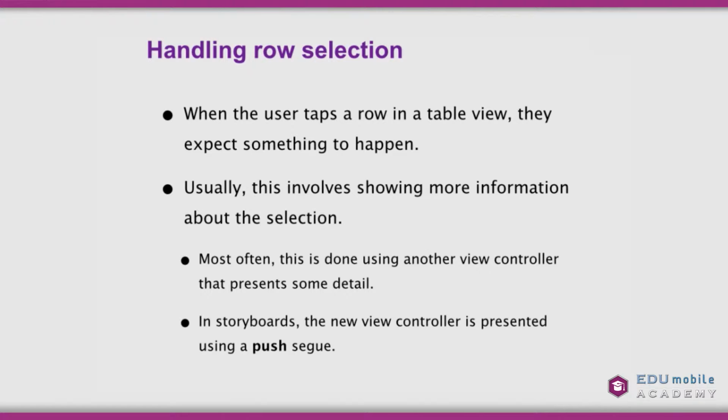Most often, this is done by pushing another view controller that presents some detail about the row that they've selected. In storyboards, the new view controller is going to be pushed using a push segue. So a table view is inside a navigation controller, or is the root view controller of a navigation controller, I should say. And then from that table view, we can push more view controllers onto that navigation controller stack. And that's how we're handling this.